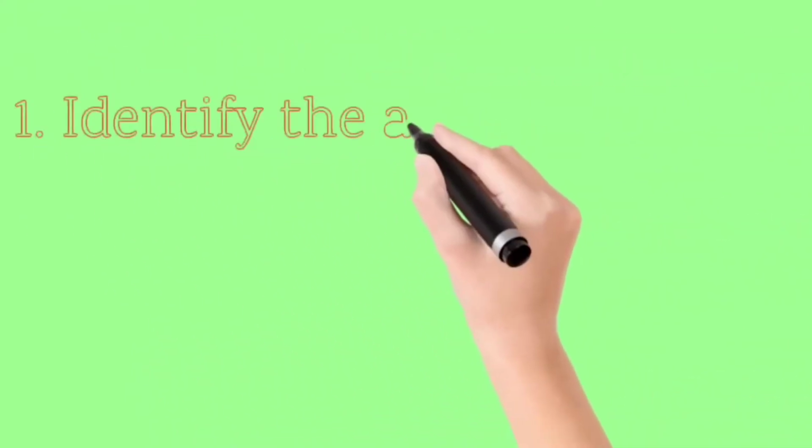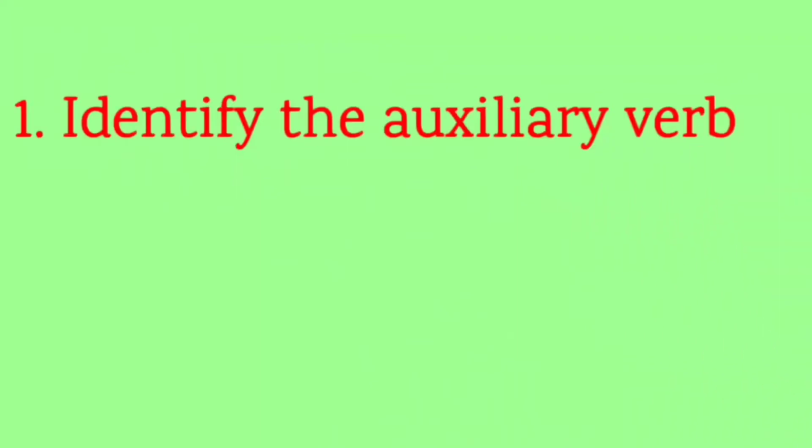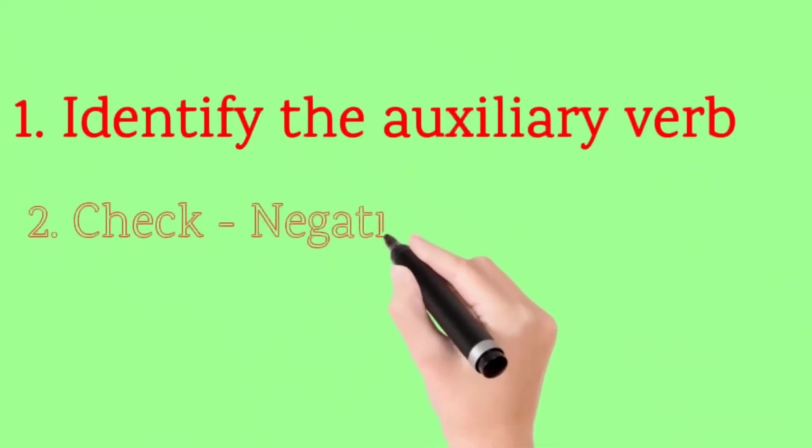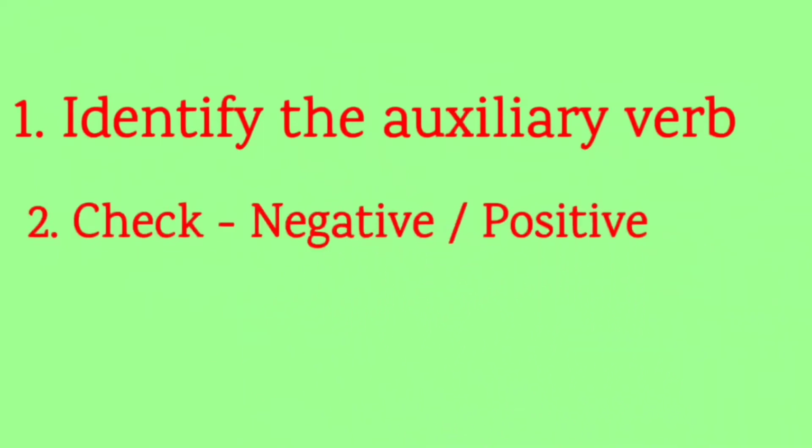So there are three main steps. First step, how to write a question tag. First step, identify the auxiliary verb. Which is the auxiliary verb in the sentence or statement? You should identify that. Second step, we need to check whether the statement or sentence is positive or negative. Third point is identify the subject.